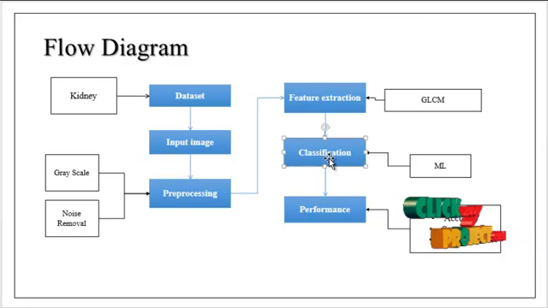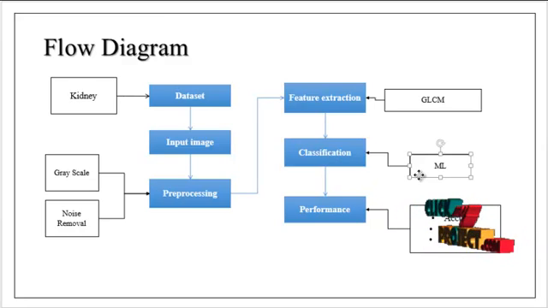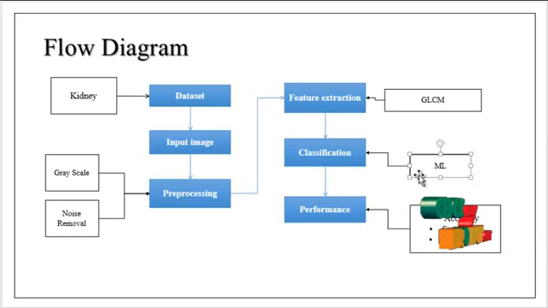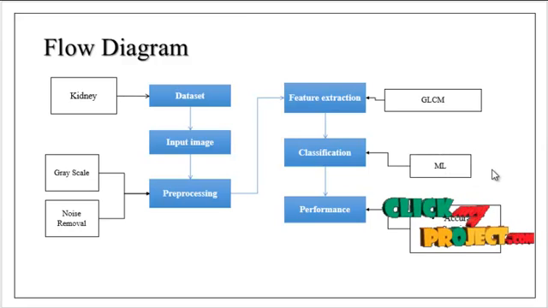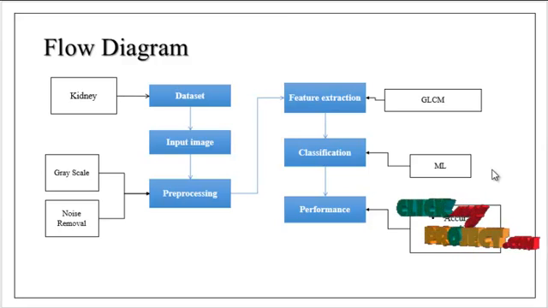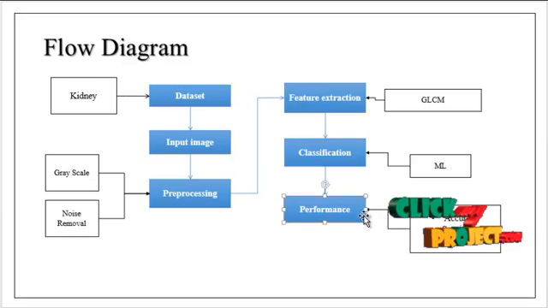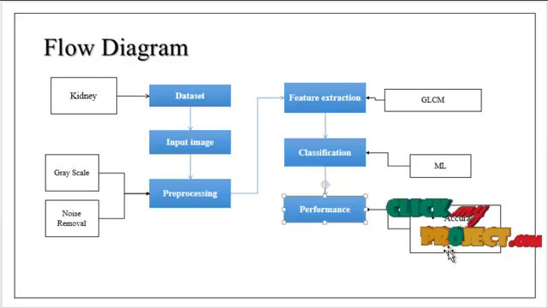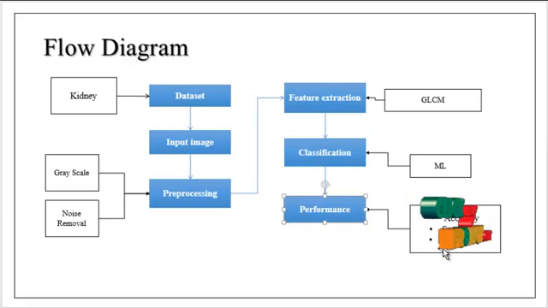After doing the feature extraction, the classification will be carried out. In this classification, we are going to use machine learning techniques to classify whether the image I am giving is stone or normal. In case of stone, it shows the result as stone image, or else in case of a normal image, it shows the result as normal. After the classification, the performance estimation will be carried out. Here we have considered three things: accuracy, sensitivity, and specificity. By these three parameters, we can justify that our process is efficient.